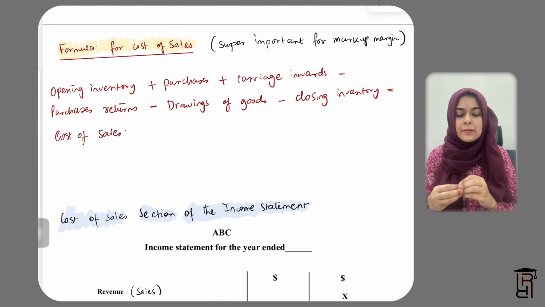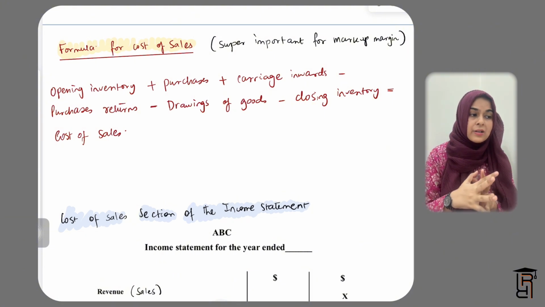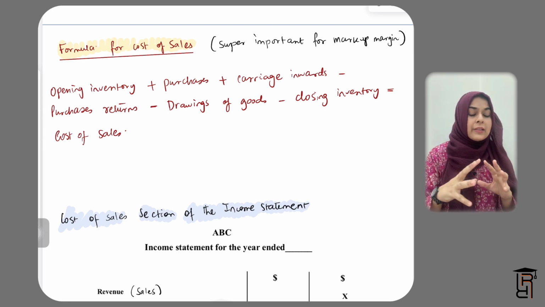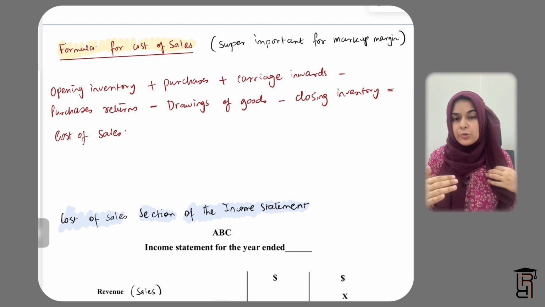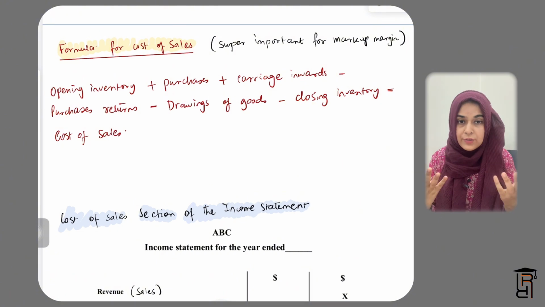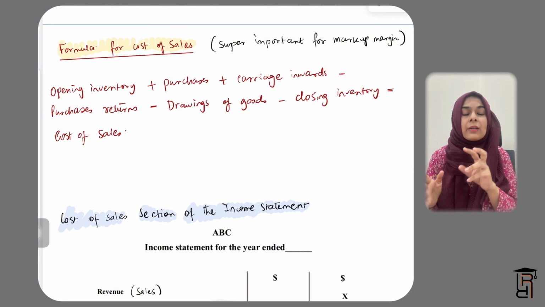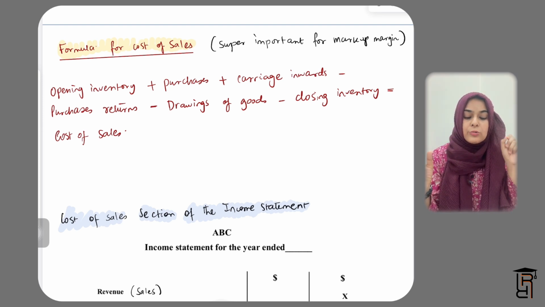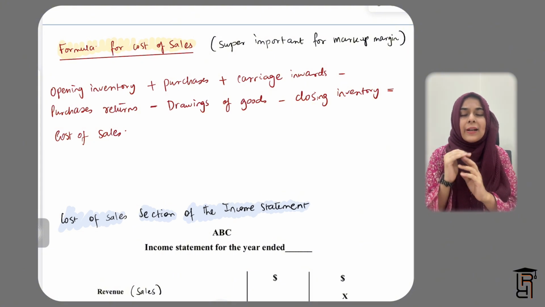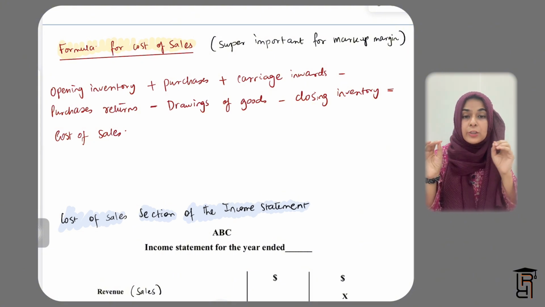What examiners normally do in the question is give you a markup or a margin, and then keep any one of these values unknown: opening inventory, purchases, carriage inwards, purchases returns, drawings of goods, or closing inventory. So what you need to do is work out the cost of sales, and then whatever value is missing, assume that to be x, and then calculate the value for x. You guys will understand that once we solve more questions related to markup and margin.